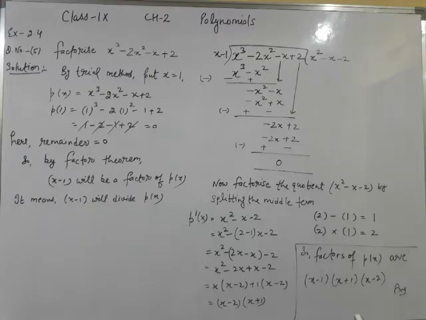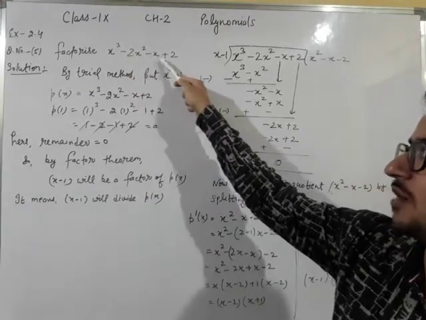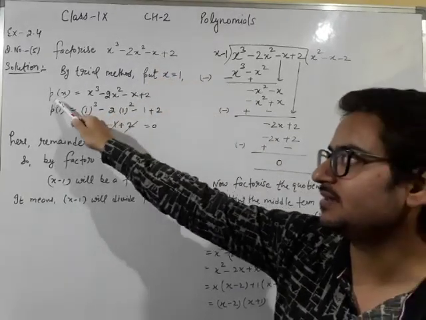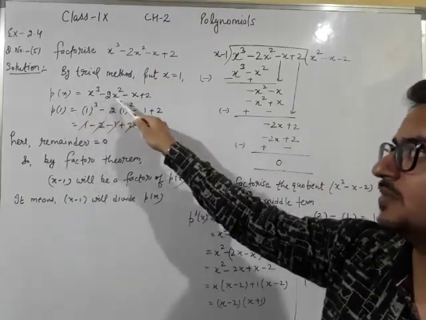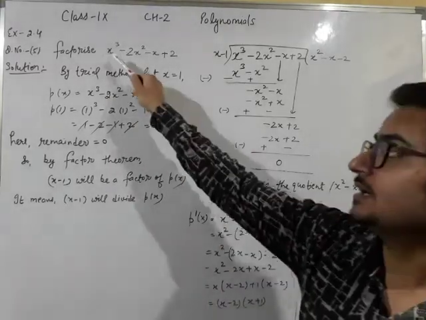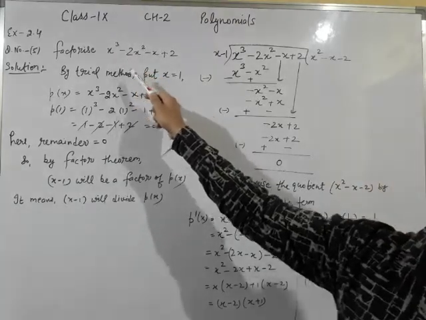So we start its solution. Factorize x cube minus 2x square minus x plus 2. The given polynomial can be represented as p(x). p(x) is equal to x cube minus 2x square minus x plus 2. Because it is a cubic polynomial, we have a special solution for this question.